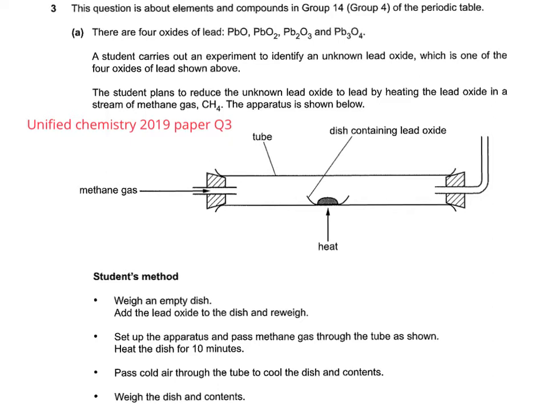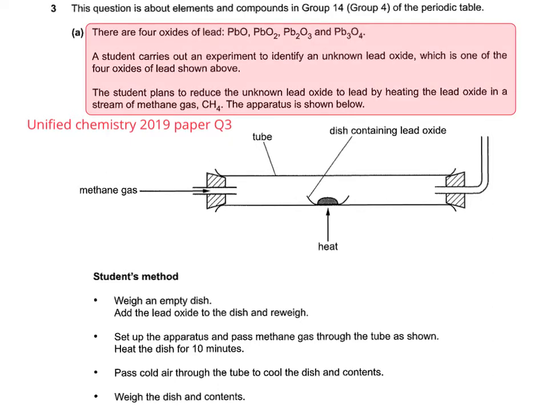important bit of information says a student carries out an experiment to identify an unknown lead oxide, which is one of the 4 oxides of lead shown above. So it tells you there's 4 oxides of lead. It gives you an experiment that the student carries out, a diagram, and the method that the student follows. So we need to reduce our oxide of lead to make Pb as a metal. That's what the first question asks us to do.